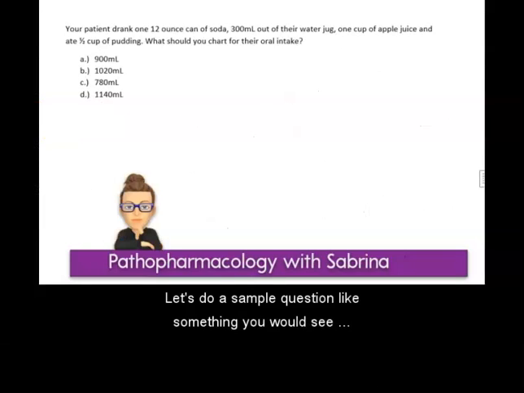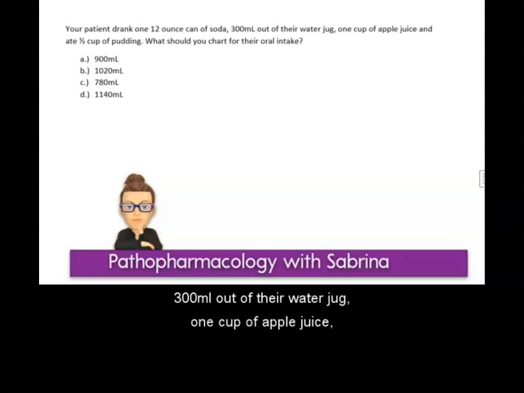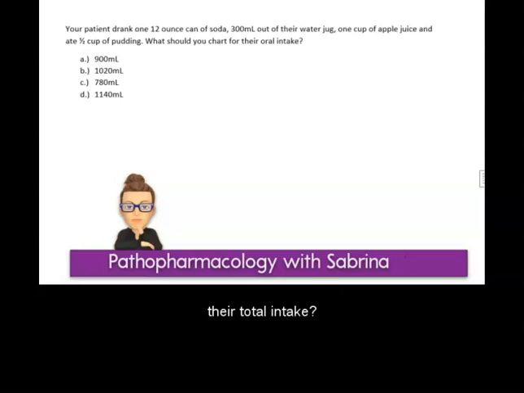Let's do a sample question like something you would see on a nursing school test. In this question, your patient drank 1 12-ounce can of soda, 300 milliliters out of their water jug, 1 cup of apple juice, and ate 1/2 cup of pudding. What should you chart for their oral intake? So we can start with the first one. We have 1 12-ounce can of soda.